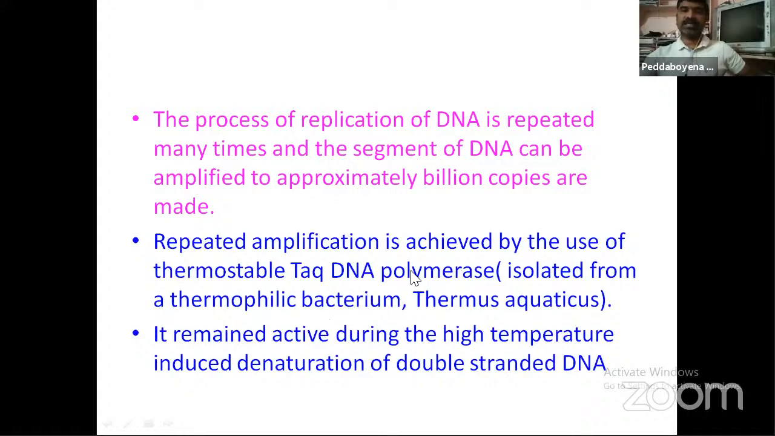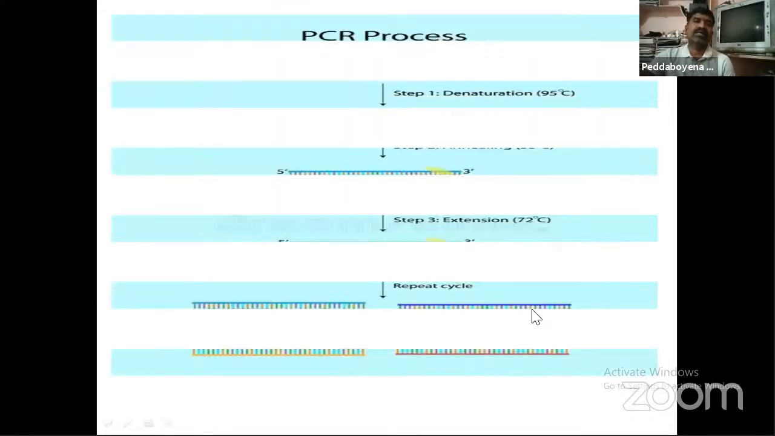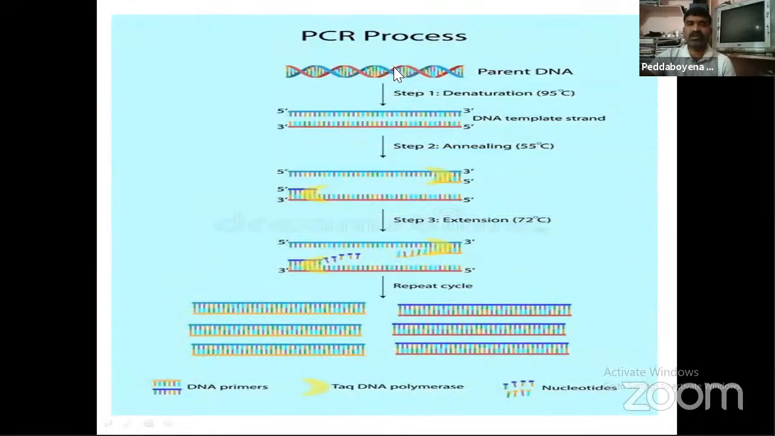Taq polymerase enzyme is isolated from a thermophilic bacterium, that is Thermus aquaticus. This is very very important. Thermus aquaticus is very important. And the next one, you are observing the PCR process.